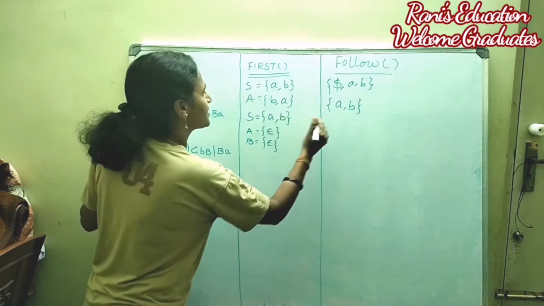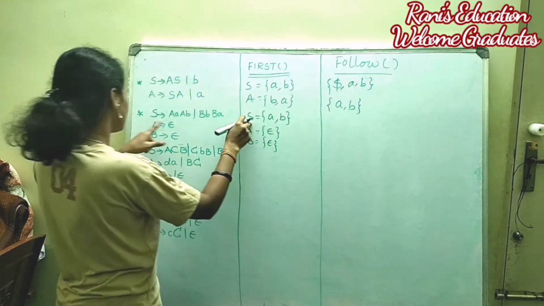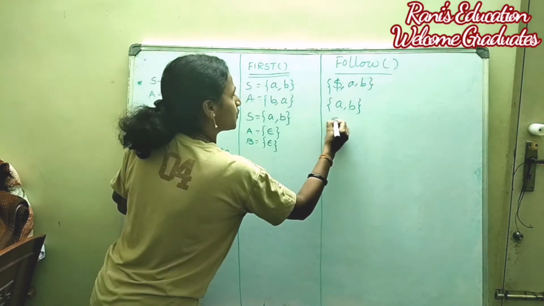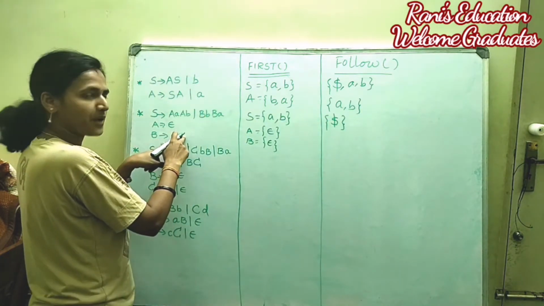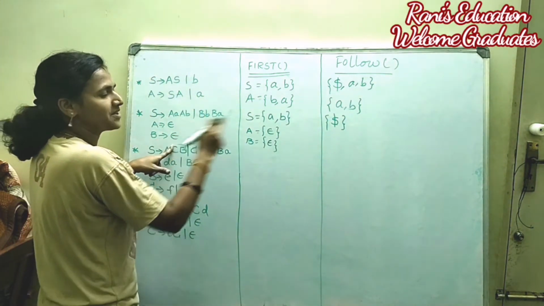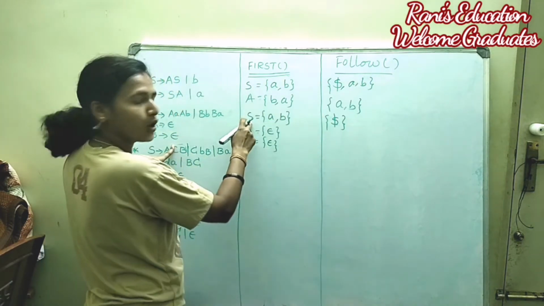Now move on to the follow function. Follow of S: S is a start symbol, right? So that is dollar. Whether S is defined anywhere in the RHS of the productions? No. That means dollar is the only terminal for follow of S.